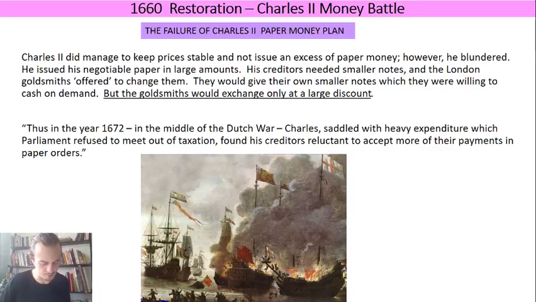Charles made the mistake of issuing his new money only in large denominations, so the recipient usually had to change it into smaller amounts. Banker goldsmiths offered to exchange the large notes for their own smaller notes, which promised to pay coinage on demand. Acting in concert, the goldsmiths heavily discounted Charles' notes.